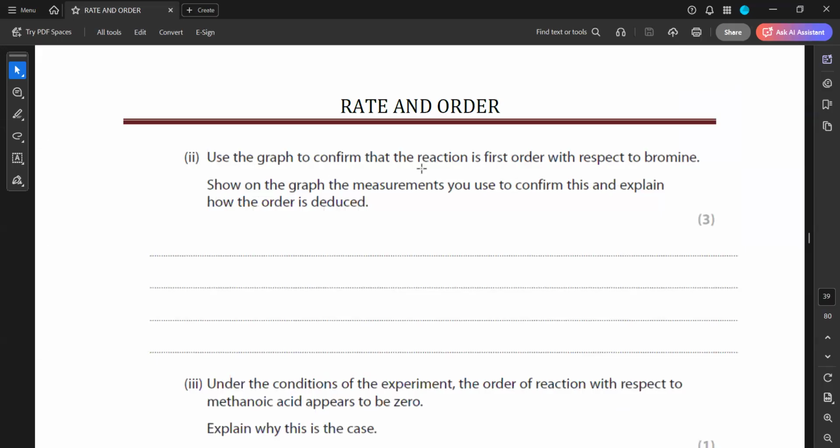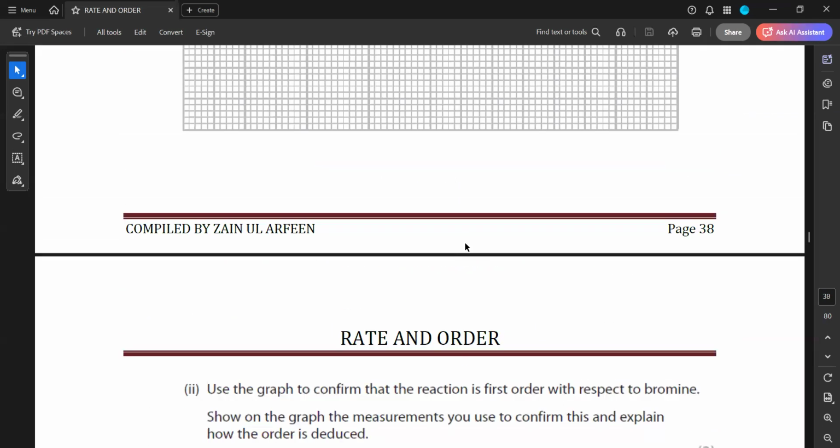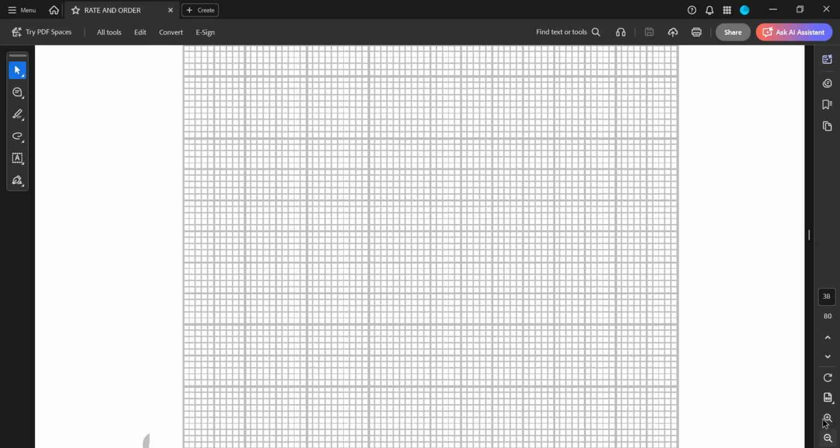Use your graph to confirm that the reaction is first order. So how can we show that the reaction is first order, as we have just discussed? If it is first order, then the graph will be a curve like this, with constant half-lives. So the half-lives will be constant.